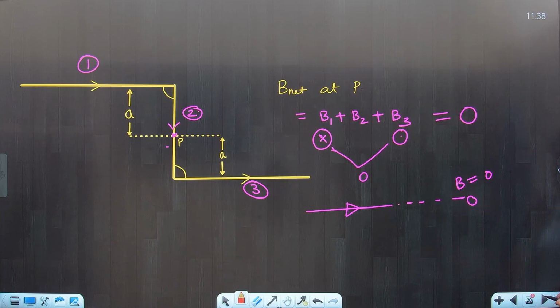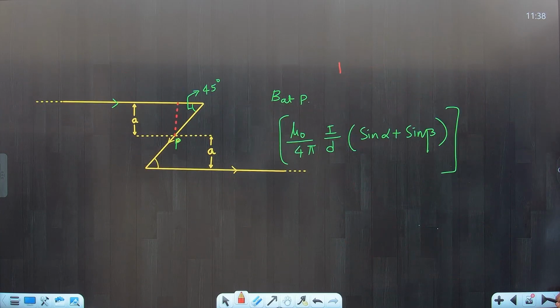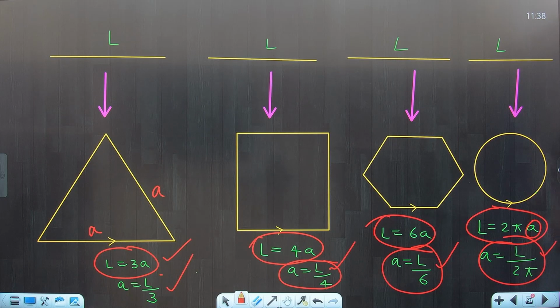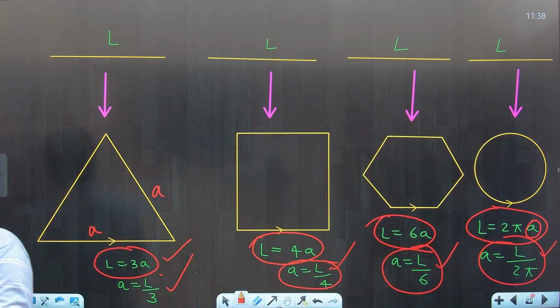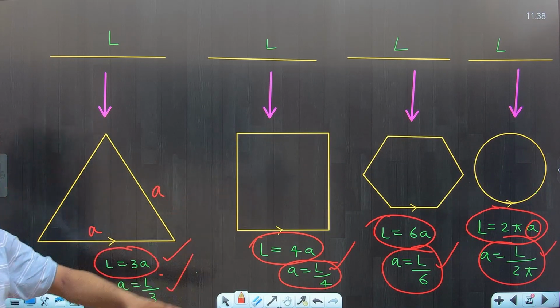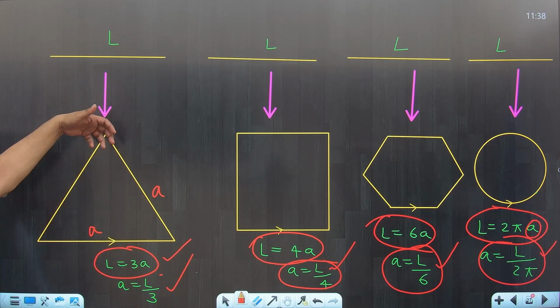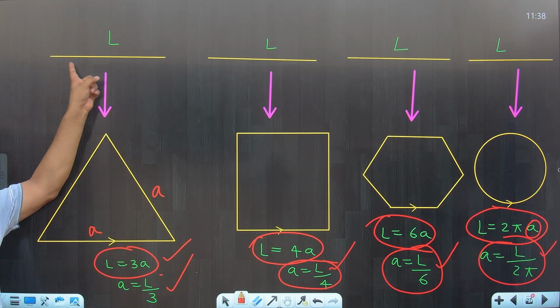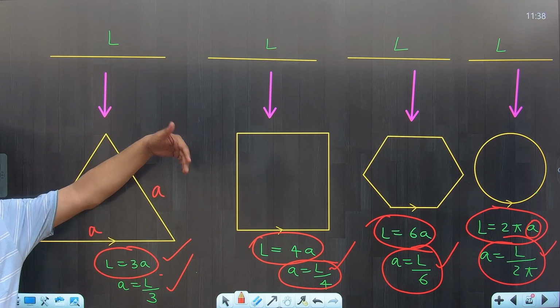So I have used these 4 results in this problem. From a wire of length L, we have made 4 different shapes, and we want to calculate the ratio of their magnetic fields at the center. First of all, we made an equation in which the length of the wire is the perimeter of this polygon. We have done it in all the cases.